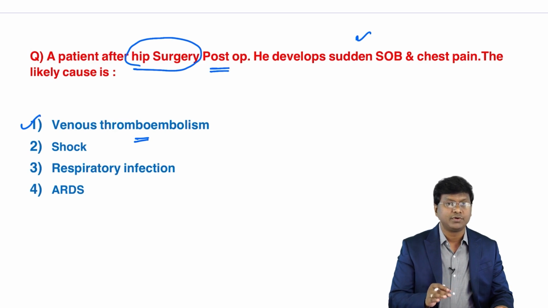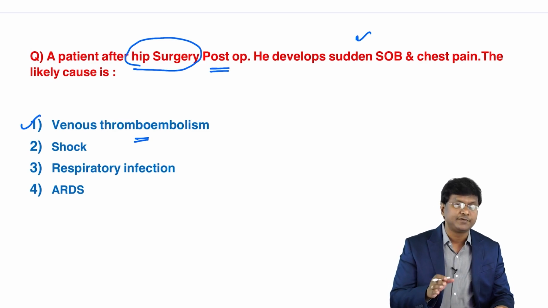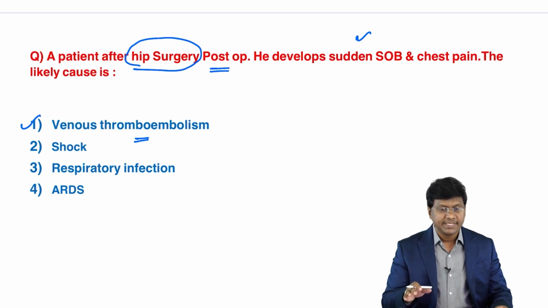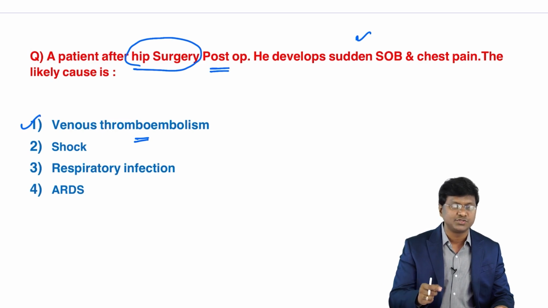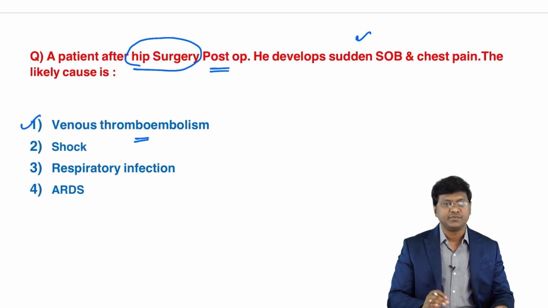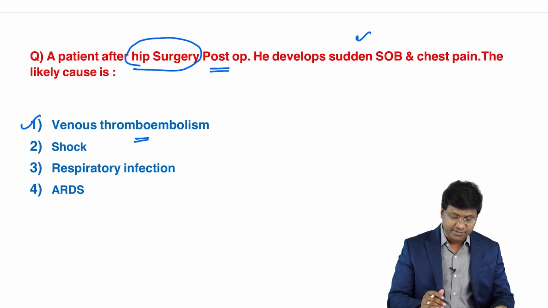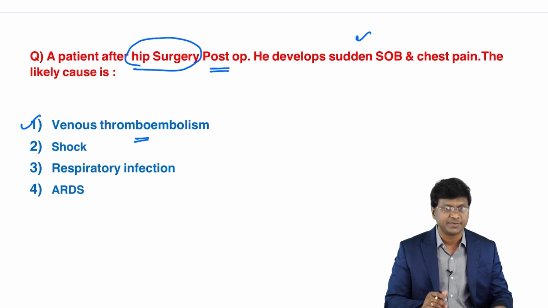So venous thromboembolism, it is most common after post-op, where the individual is bedridden for longer duration, where there can be stasis of the blood within the veins of the lower limb, and that will cause the DVT, deep vein thrombosis, and that can shower an emboli causing venous thromboembolism, due to which the individual can have sudden onset shortness of breath and chest pain.